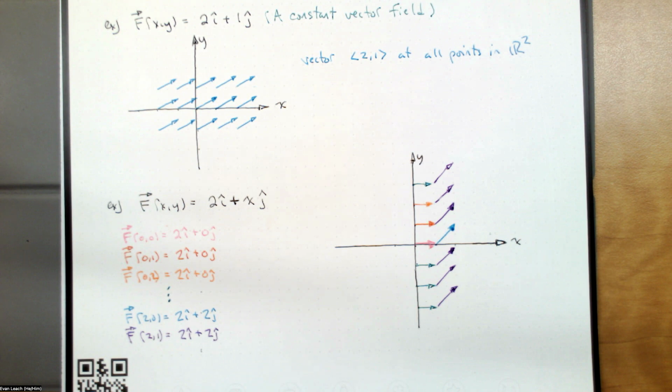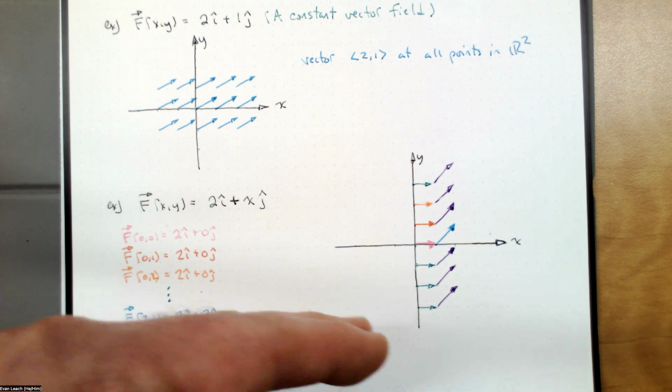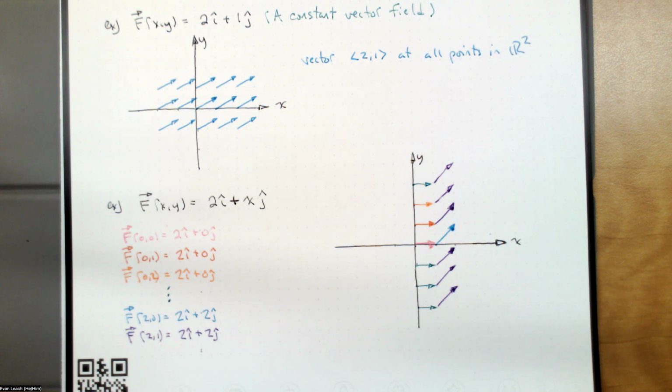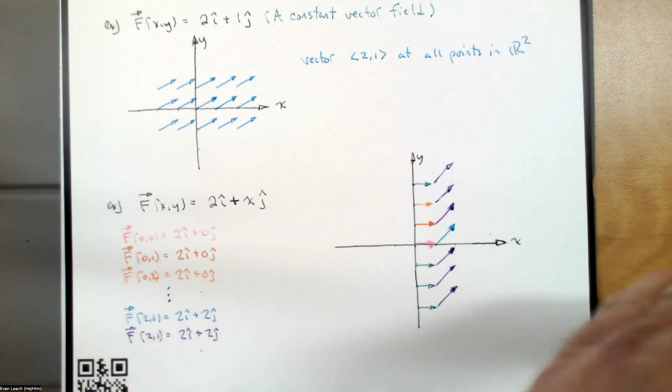If I look at stuff on the other side, if I look at some negative values, we're going to get some vectors going in the other direction. We see that this vector field does not care about the y value. That's why every time we look at all these different y values, we see the same thing. This vector field does not care about y. That's why when we look at all the y values, we see the same set of vectors.